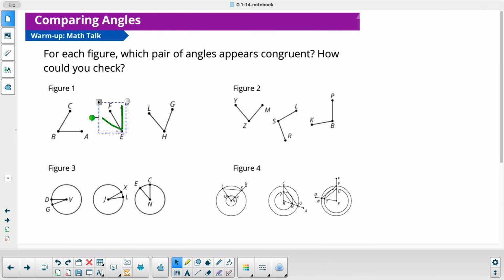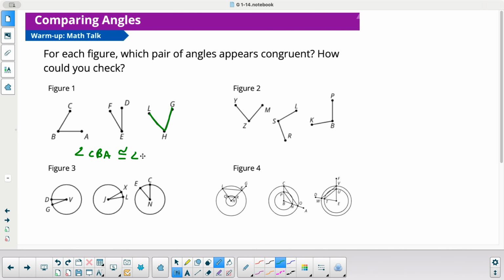You can see here clearly angle CBA is not congruent to angle DEF. But over here, they're congruent. You can tell that they match up. So for here, and I'm going to use the notation instead of circling them, angle CBA is congruent to angle LHG.